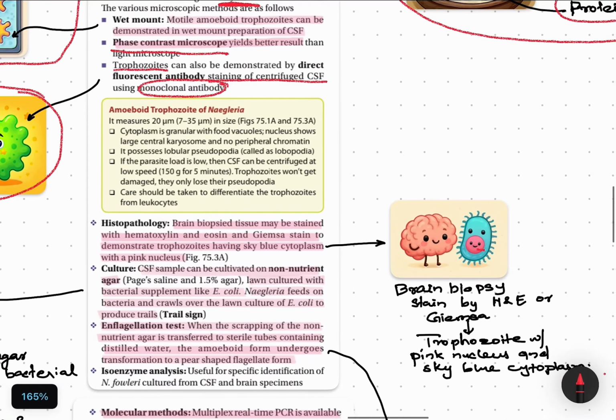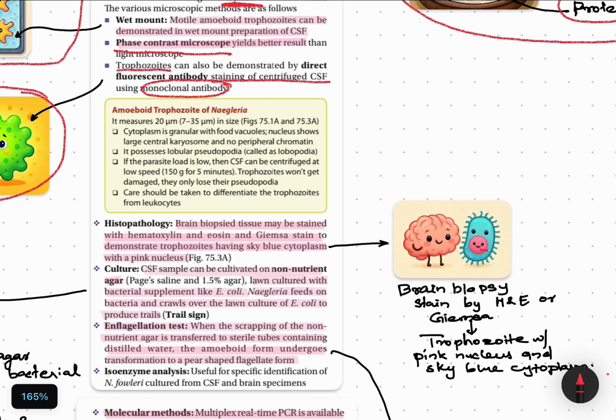Next is histopathology. What is histopathology? You are taking a tissue and finding the pathology. Since this is a disease that is affecting your brain, obviously your tissue will be from the brain. So you are going to take a brain biopsy. To remember that you are taking a brain biopsy, I have added a cute little brain here, and next to the brain you have a sky blue colored organism, with sky blue colored cytoplasm and a pink nucleus.